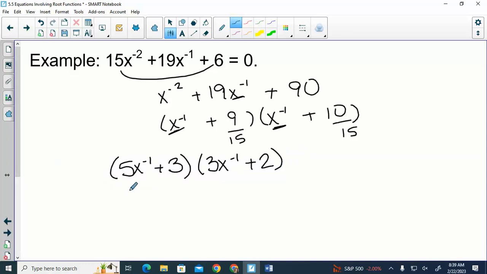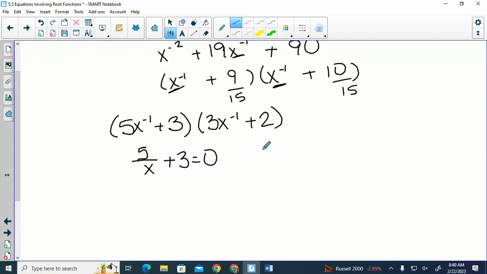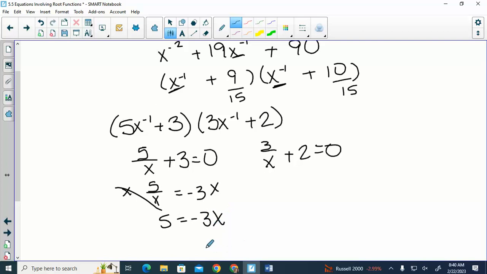Alright, if I set each of those to 0, what does a negative 1 mean? Flip it over. Make it a fraction. Yeah, this is just like 5 over x. Oh, these are easy to solve. Subtract over your 3. Then you can multiply your x over. So we get negative 5/3.